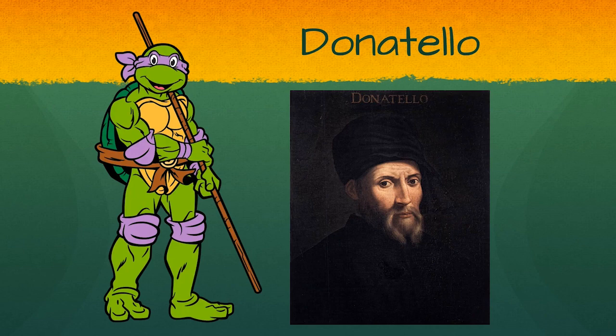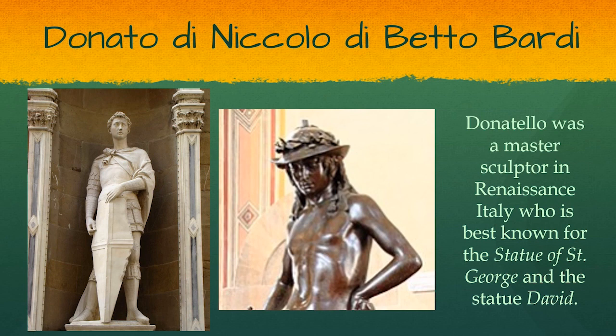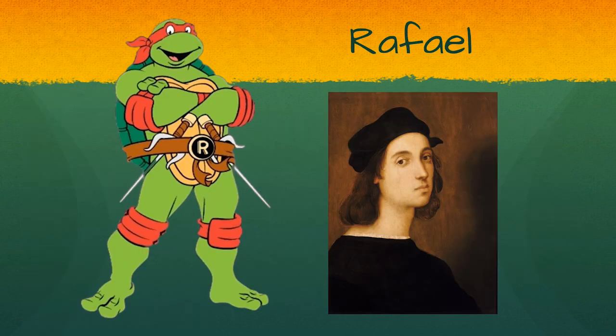Next up, Donnie or Donatello. He was named after Donato di Niccolo di Bettobardi, who was actually a sculptor, which means that he made statues with bronze and marble. Next, Raph or Raphael.